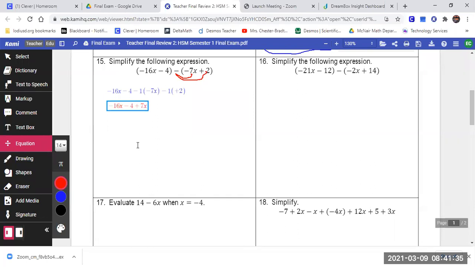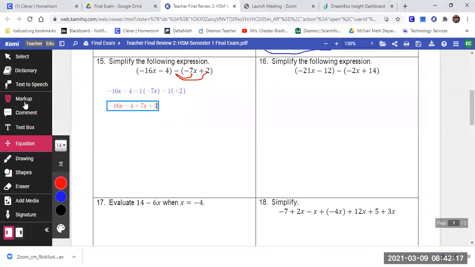And then I have a negative 1 times a positive 2. What would that be? What's a negative 1 times a positive 2? Negative 2. Yep, so give me 1 second. All right, so you can say positive 2. Now we got to clean them and pull them together.